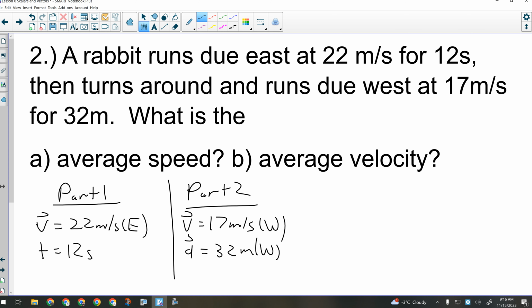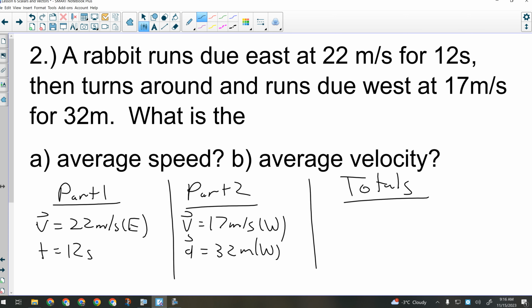How did I know that 32 meters was west? Well, it doesn't outright say that the 32 meters is west, but it says the velocity is west. Is it possible for me to go a different direction than my velocity? No. So I can transfer that over. It doesn't have to explicitly say 32 meters west when it tells me the rabbit was running west at this velocity. Then I know that the displacement also has to be in that direction. Okay? All right. And then I have a column for my totals.